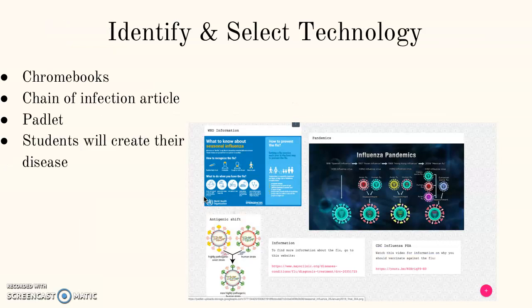So the technology that we used, we start with Chromebooks. That's the very basic technology tool that we're using. And with the Chromebooks, it allows us to do different things. So one of the first days we're going to be introducing communicable and non-communicable diseases, and one of the assignments is reading an article called The Chain of Infection and taking 2-column notes with this article.